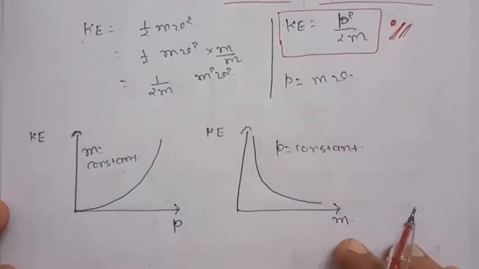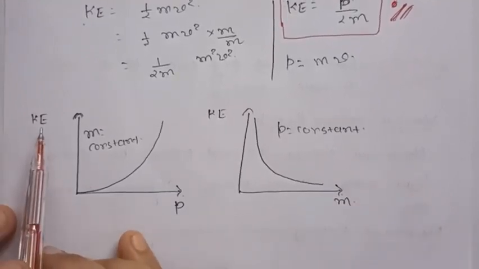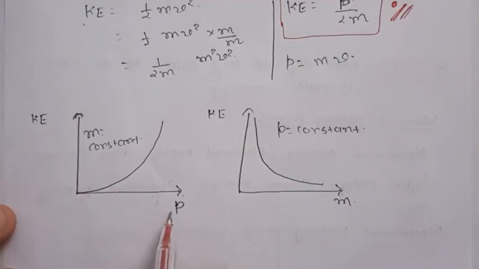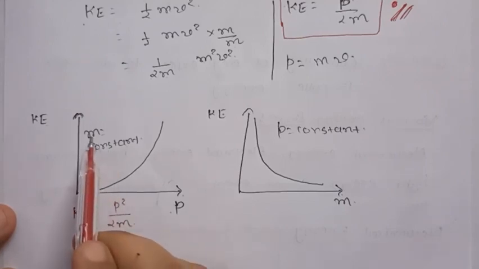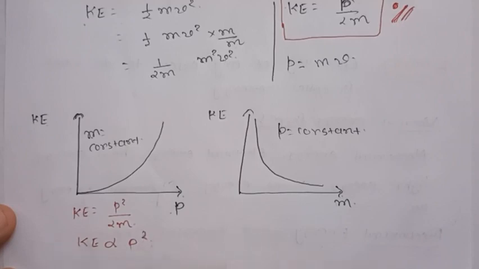Now let us draw graphs. First, we will see the graph of kinetic energy and linear momentum. The kinetic energy is given by P square by 2m. Here we have kept mass constant, so we can write kinetic energy is directly proportional to P square. If a y quantity is directly proportional to x square, then the graph will be parabolic. So the graph will look like this.